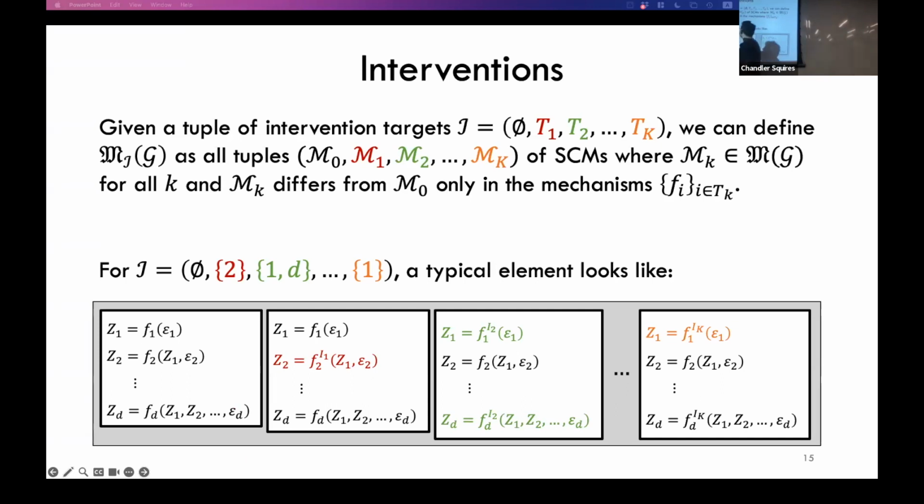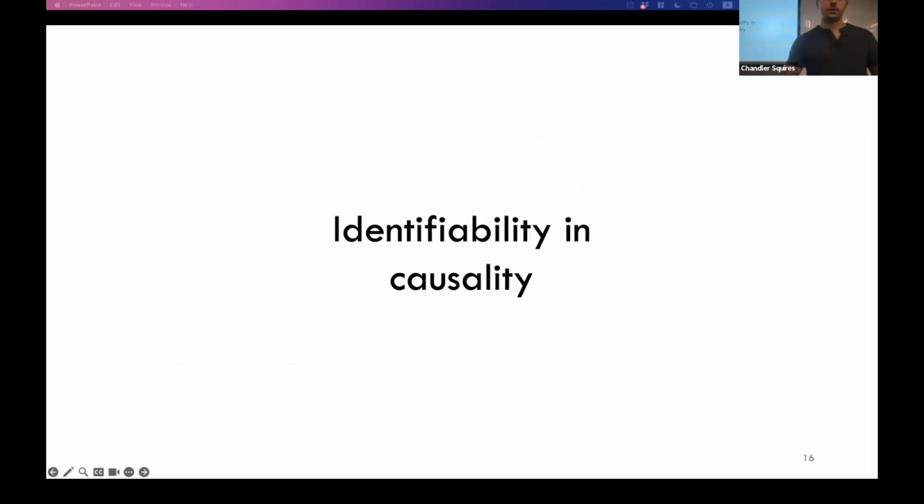With that intervention, 1 and D, we're changing those up to this last K intervention. So this is one model class that we're going to be considering as well, which is not just single SEMs, but whole sets of SEMs, or tuples of SEMs, that are associated with intervention targets.